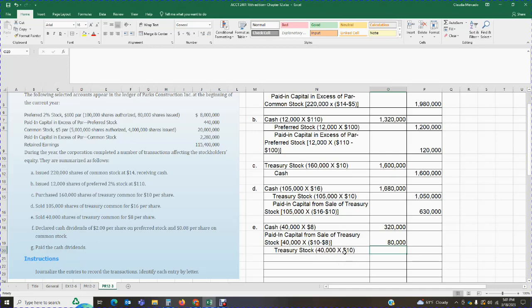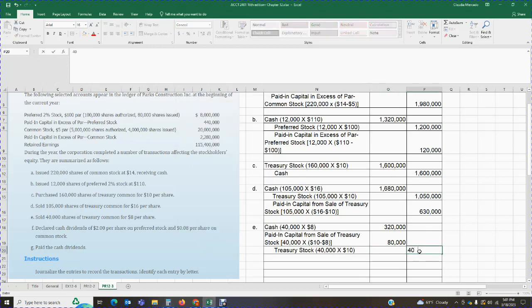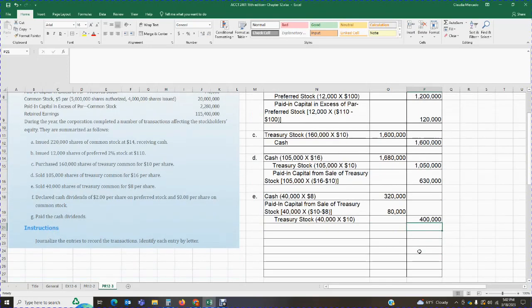And then if we sold at a discount, our paid in capital will be a debit. If we sold at a premium, our paid in capital is going to be a credit. So in this case, we've got treasury stock, 40,000 shares at $10 apiece. That's going to give us $400,000. That is letter E.